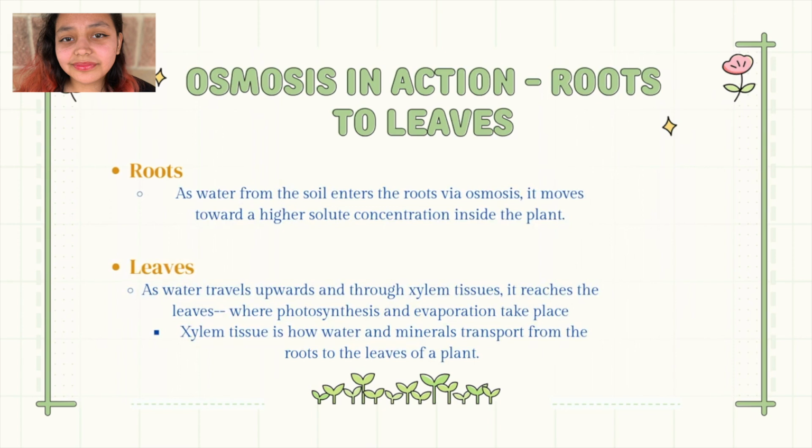Here we have osmosis in action. So this is how osmosis acts from roots to leaves. In roots, as water flows from the soil, it enters the roots via osmosis. It moves towards a higher solute concentration inside the plant because there's a lower solute outside, so it's going to move inside due to the higher solute. Whereas in leaves, as water travels upright through xylem tissues, it reaches the leaves, basically where photosynthesis and evaporation will take place. Xylem tissue is basically how water and minerals are transported from the roots to the leaves of a plant. If you were wondering, that's what xylem tissue is.